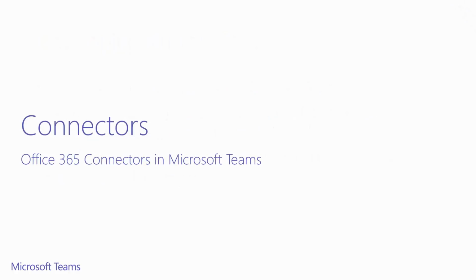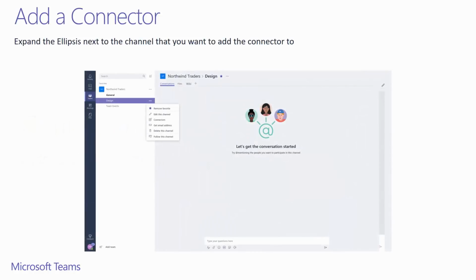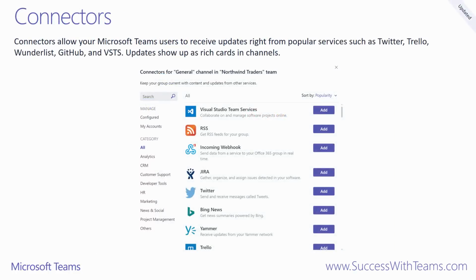Microsoft Teams has been developed with integration to Office 365 connectors. To add a connector, expand the 3 dots, also known as the ellipsis, next to the channel that you want to add the connector for. Connectors allow your channels to receive updates from many popular services you already use. The updates show up as rich cards and channels.